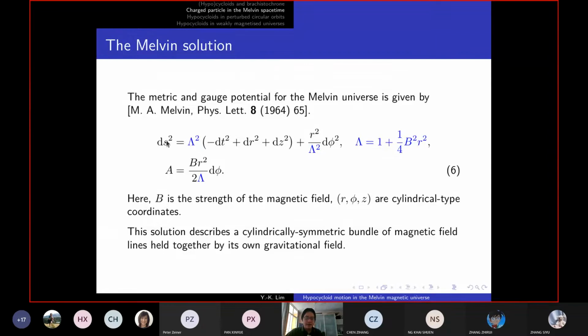This is why the spacetime metric is not flat. It is distorted by this lambda function, and the lambda is given by this function over here. As you can see, if B is non-zero, it will deform the spacetime. And the gravity, although it's hard to read off from the metric, is attracting particles towards the center of the universe. So that is the Melvin spacetime.